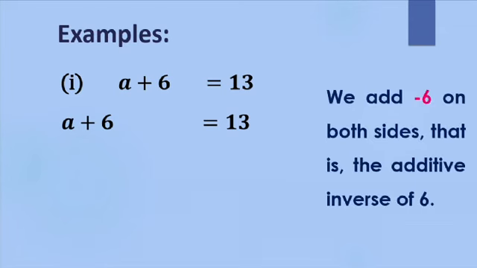Remember, for the equation, I need to write the same thing on the left hand side and on the right hand side. So I have a plus 6 plus the additive inverse, which is minus 6, equal to 13 plus minus 6. So on the left hand side, plus 6 will cancel with minus 6. So I have a equal to 13 minus 6, which is 7.